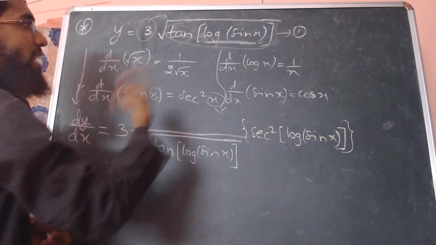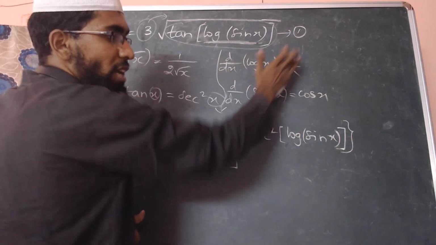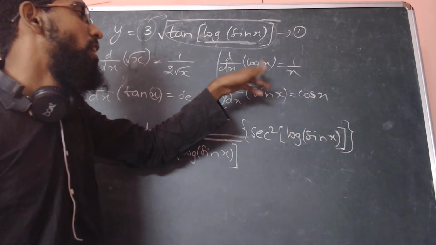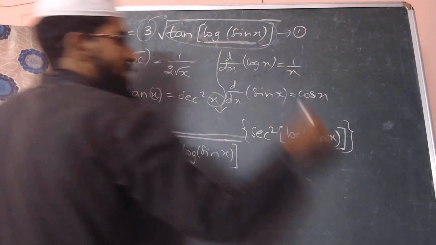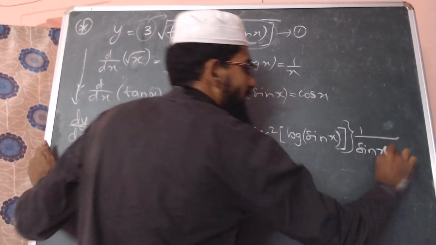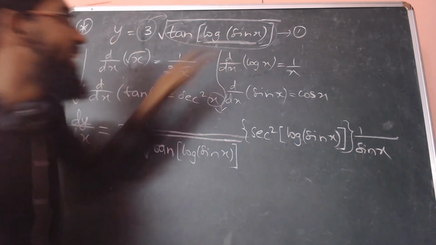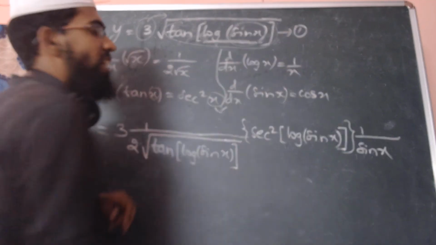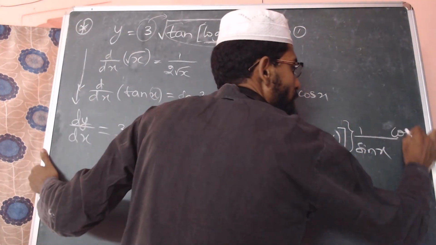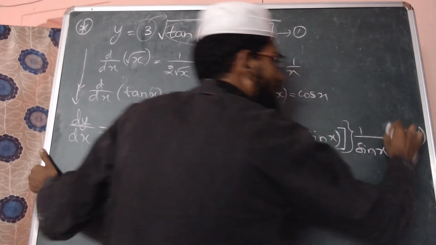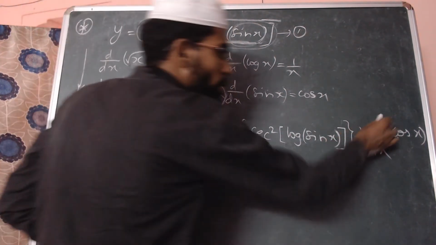Now coming to the next. After completing tan, coming to log of sin x. Log x means 1 by x, so log of something is 1 by that something. So log of sin x gives 1 by sin x. Now I have to differentiate this sin x. The derivative of sin x is cos x, so into cos x. I can simplify it as cos by sin, which I know as cot x.